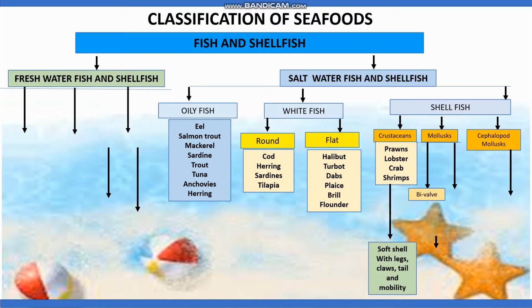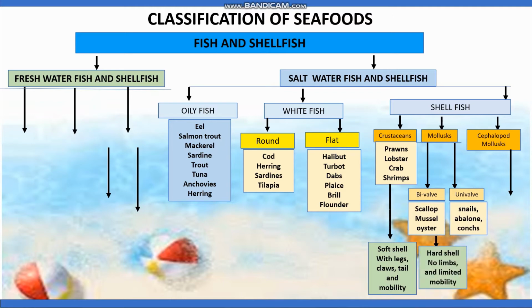Mollusks. We have two types of mollusks, the bivalve and the univalve. Under bivalve: scallop, mussel, oyster. And the univalve examples: snails, abalone, and conch. Mollusks have a hard shell, but no limbs and limited mobility. Under cephalopod mollusks, examples are octopus and squid.